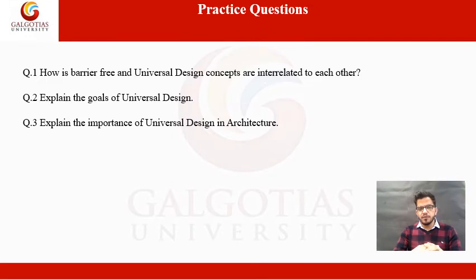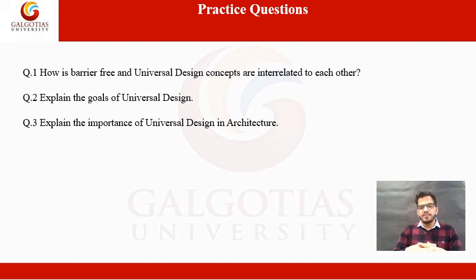This is a part of your assignment. These three questions have to be submitted as assignment questions. The first question is, how are barrier free and universal design concepts interrelated? You have to explain how the terms barrier free and universal design are interrelated to each other.